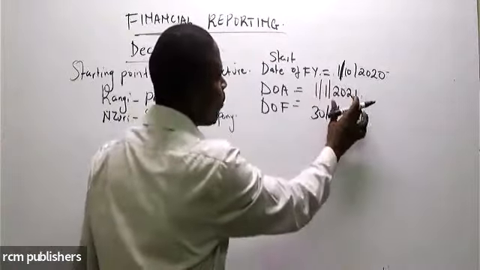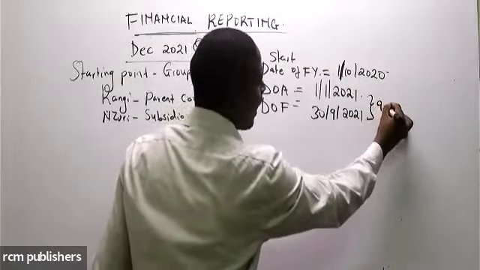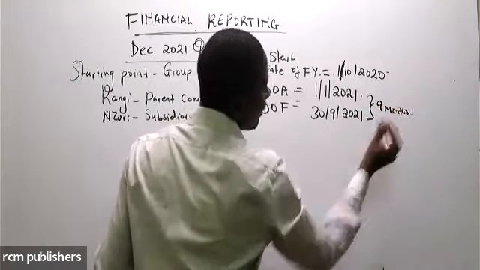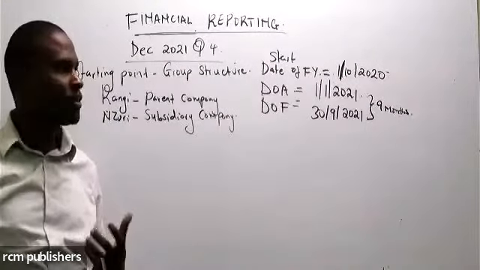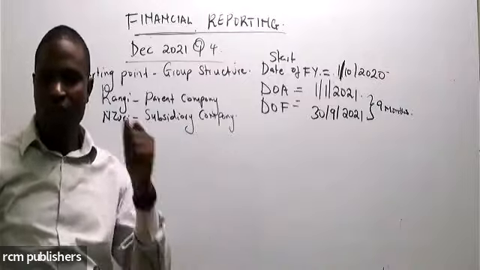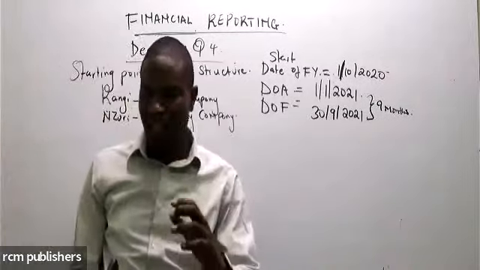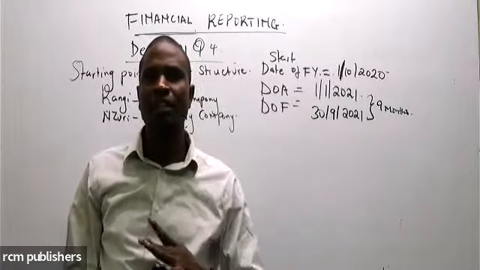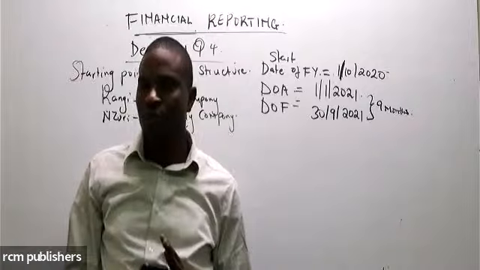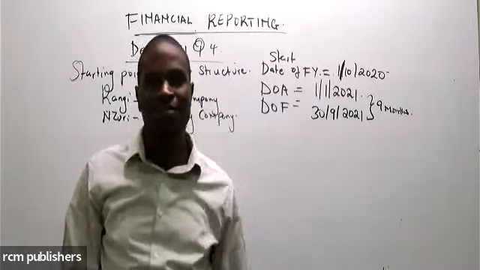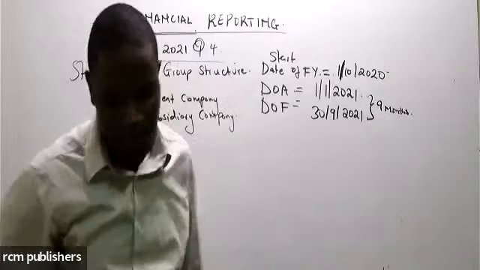So from 1st of January 2021 to 30th of September 2021, that is 9 months. So that means we have stayed with this subsidiary company for 9 months. Any item of the income statement, may it be revenue, may it be an expense, should be prorated by 9 over 12.